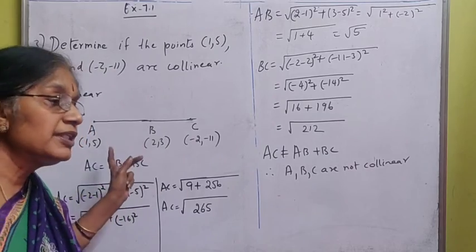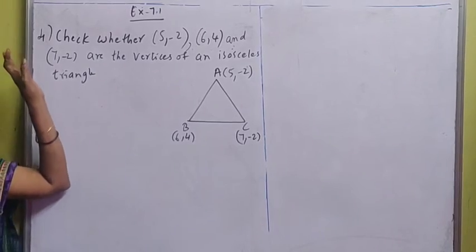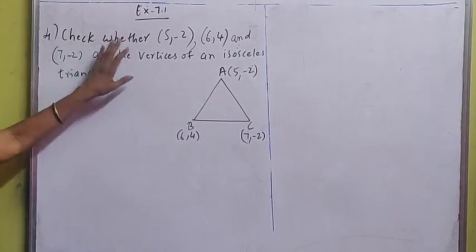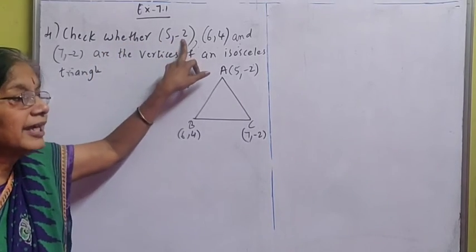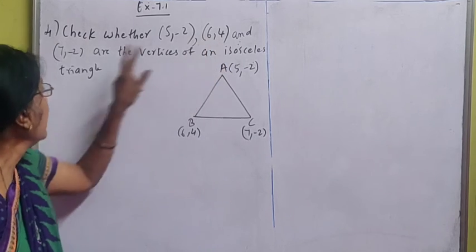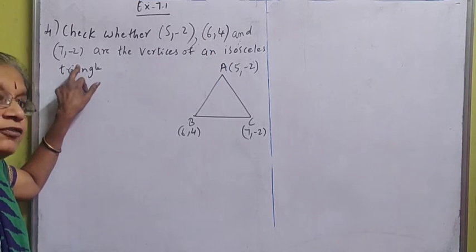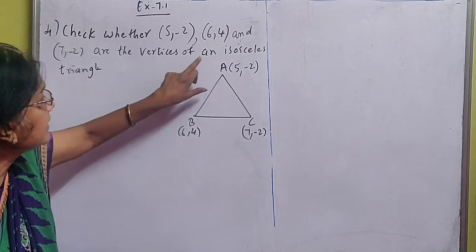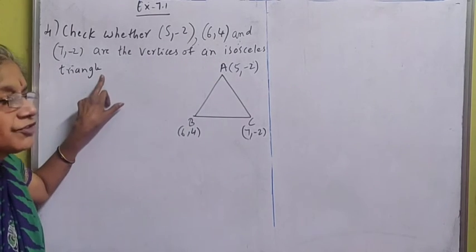So we came to know how to do this sum. Now let us see sum number 4. What does it say? Check whether (5, -2) is a coordinate of a point, (6, 4) is a coordinate of another point and (7, -2) is a coordinate of the third point. Are they the vertices of an isosceles triangle?